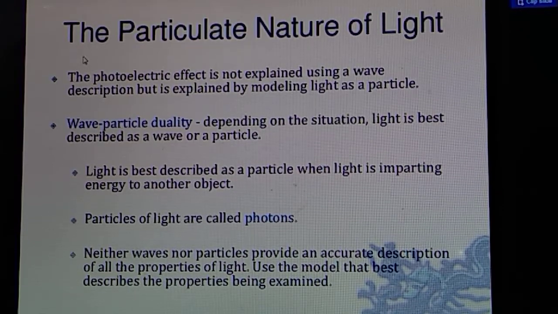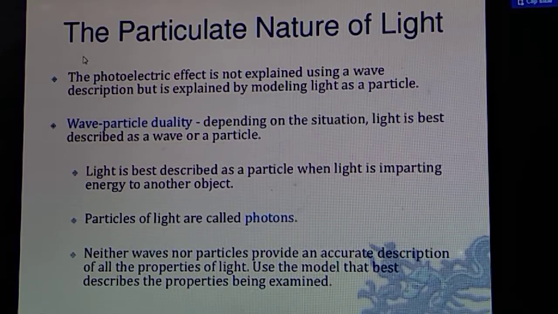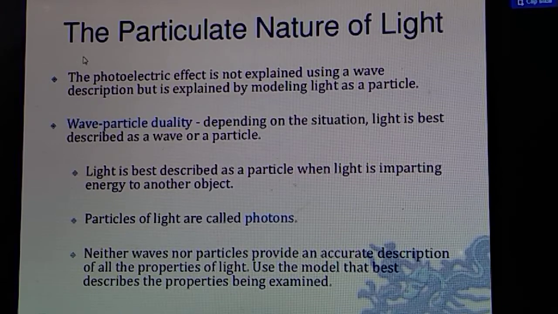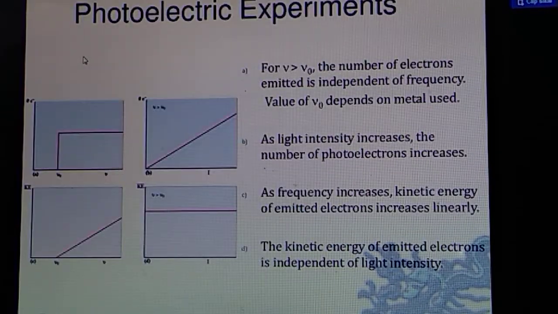So one thing you have learned here: light is best described as a particle when light is imparting energy to another object. Just as you have seen in the photoelectric effect, light is imparting energy to eject the electrons. So it explains the particle character of light.